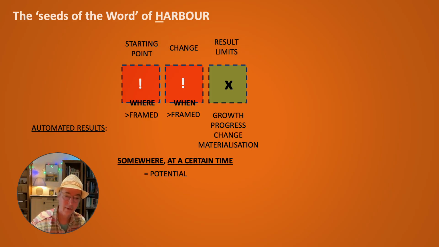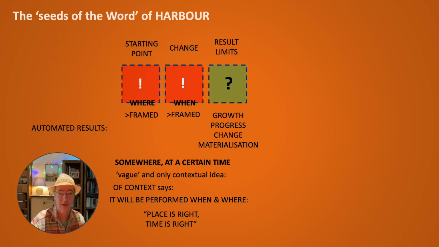So somewhere at a certain time also means this is the potential. It's a potential which will be there. It's a formula. So it is a formula about a potential of growth, actually, of progress, of change, of materialization. That's the first letter, H.